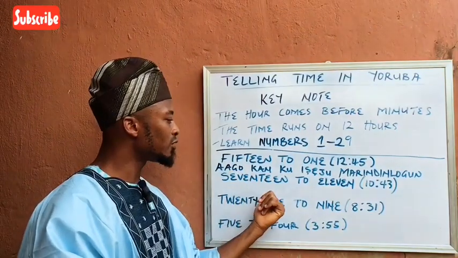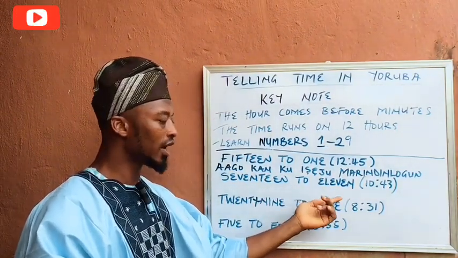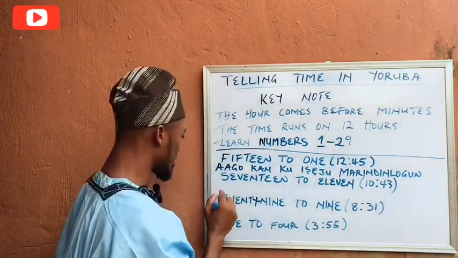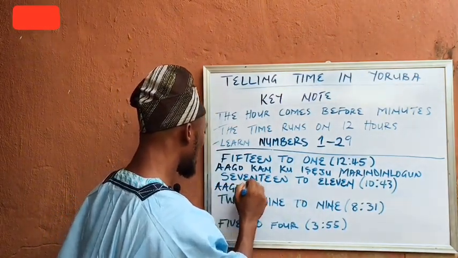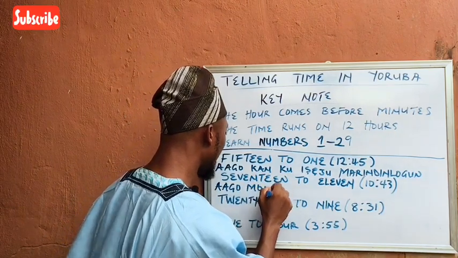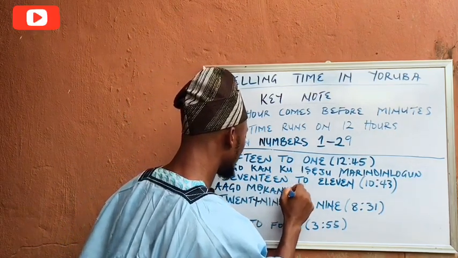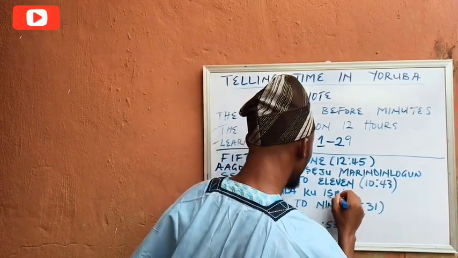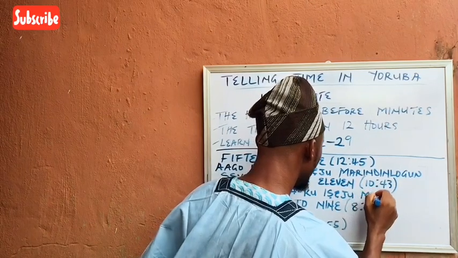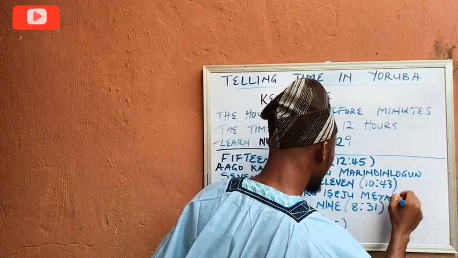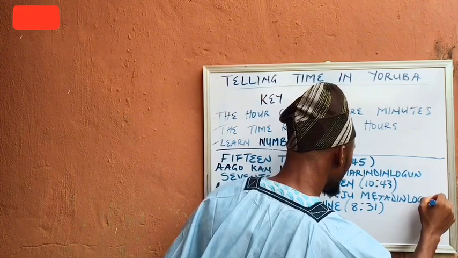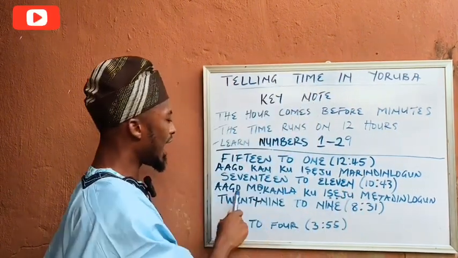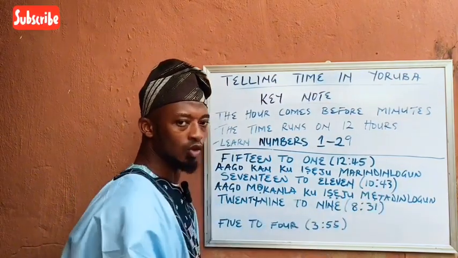The same way, 17 minutes to the hour of 11, that's 10:43. So we bring this hour first. That one is constant every time. Aago mọ́kànlá ku ìṣẹ́jú mẹ́tàdínlógún. Aago mọ́kànlá ku ìṣẹ́jú mẹ́tàdínlógún.